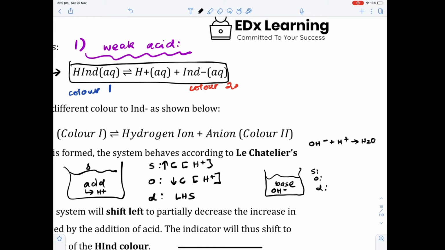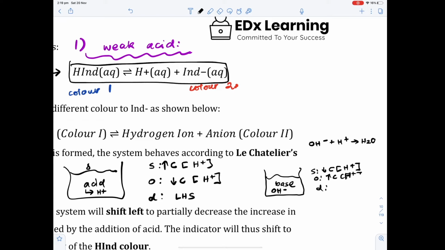I want you to be more specific. Good, that's what I want to hear. There's going to be a decrease in the concentration of hydrogen ions. What is the exact opposite of that? Increase in the concentration of hydrogen ions.